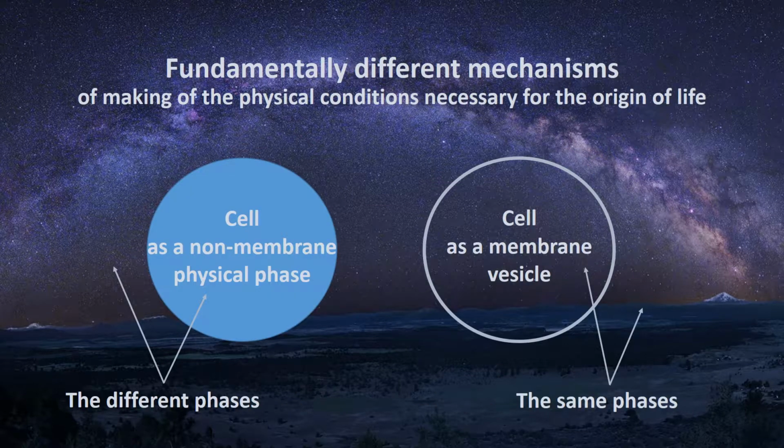What does it mean that the cell is a phase? This means that most of the intracellular water and potassium are bound. They are bound by proteins. On the other hand, from the viewpoint of the membrane approach, the physical state of water and potassium in the cell and outside the cell is no different.